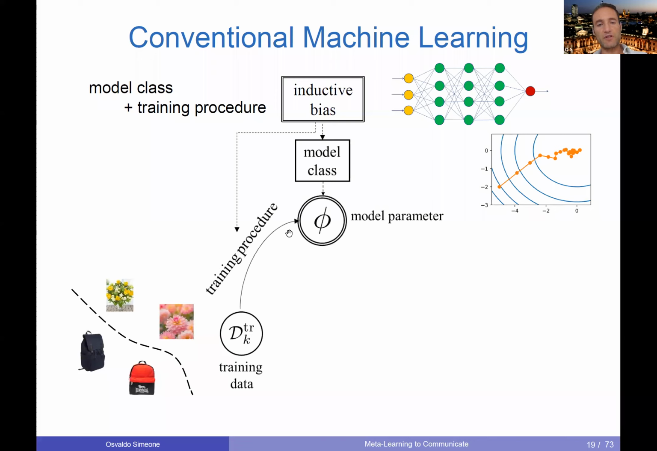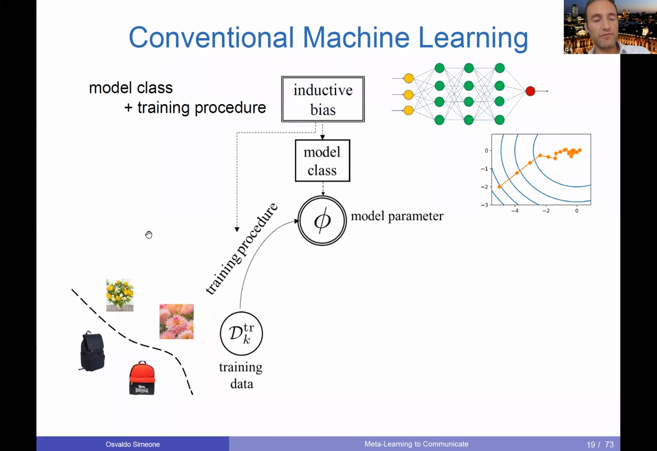And this training procedure identifies a model parameter that identifies, in turn, a specific model in the class you have chosen. So, for instance, the weights of this neural network. And in this case, the model parameters define a classifier in the space of the data.